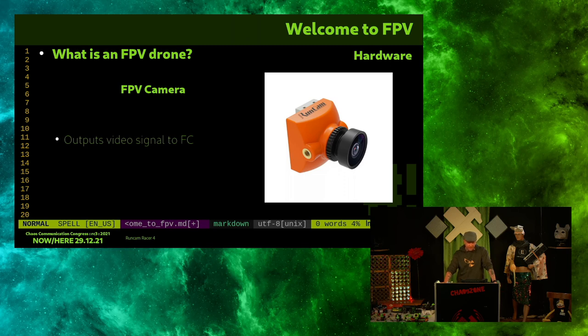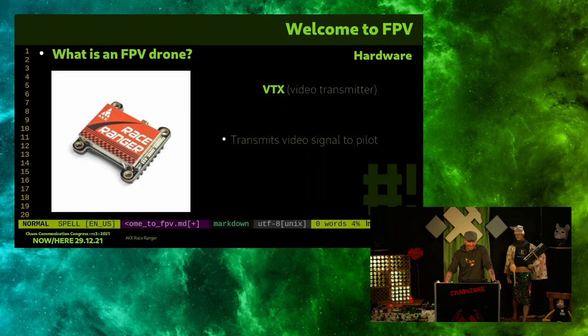And this on-screen display can show your battery level, your speed, your altitude. If you have a GPS module, it can show you the GPS coordinates, flight time, etc. And then the signal gets sent out to the VTX. So what is a VTX? Well, I'll tell you what it is. The VTX receives the video signal from the flight controller. It modulates, amplifies, and transmits the video signal so that the pilot can view it in his or her FPV goggles.